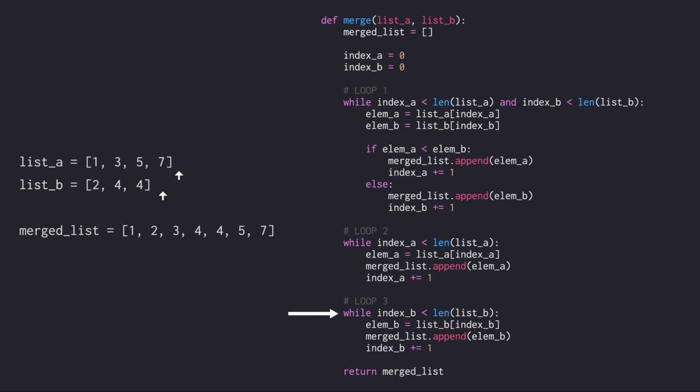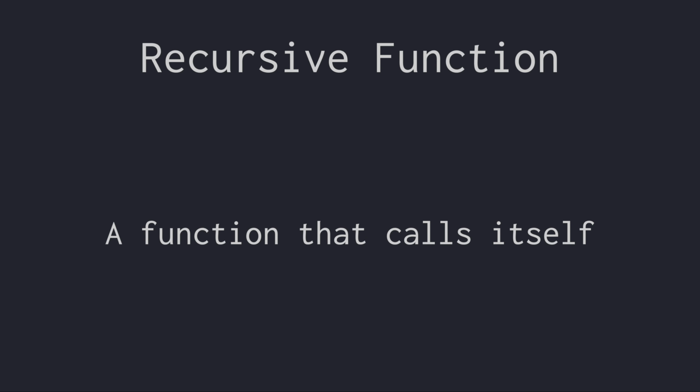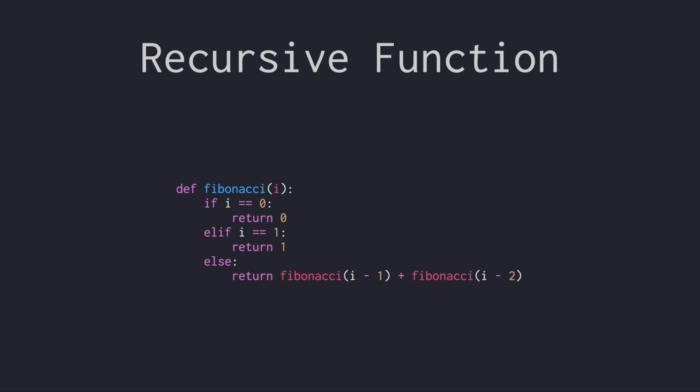Now that we have merge down, there's just one more thing that we have to talk about before we can understand merge sort, and that is recursion. Functions that use recursion are called recursive functions, and they are functions that basically call themselves. So here is an example of a simple recursive function, which computes the Fibonacci numbers. You don't really need to understand what Fibonacci numbers are or what this function is doing, but the one line that I want you to pay attention to is the last line here, where notice that the function Fibonacci makes a function call to Fibonacci, which is itself.